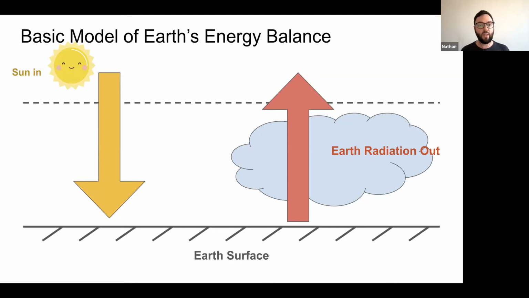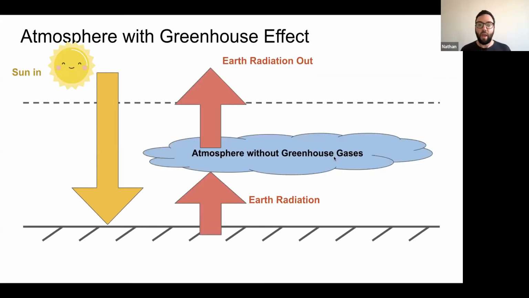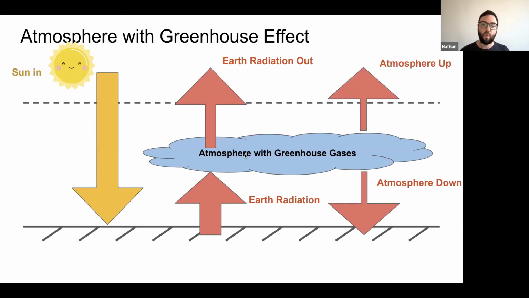But why this is really important, especially in the context of climate change and greenhouse gas emissions, is that this simple model doesn't really talk about what the atmosphere is doing. If we had an atmosphere without any greenhouse gases, basically any gases that trap radiation inside the planet, the energy coming out from the Earth's surface would just pass straight up through and exit.